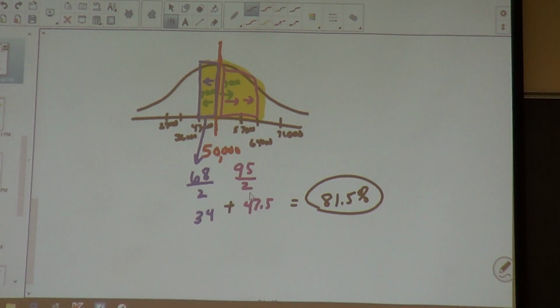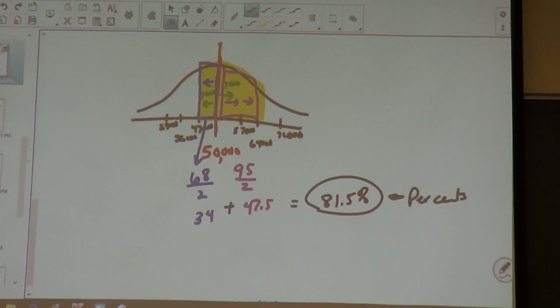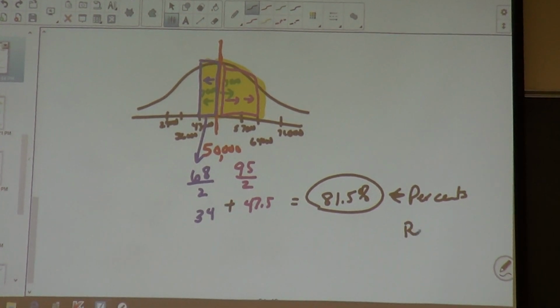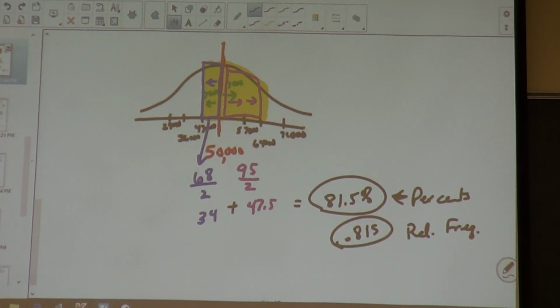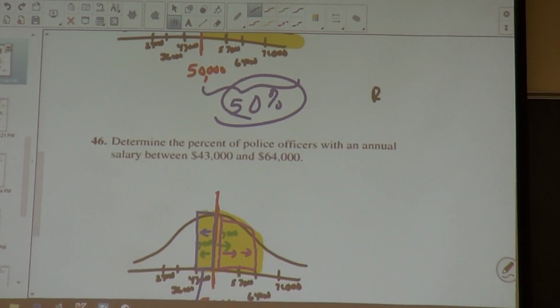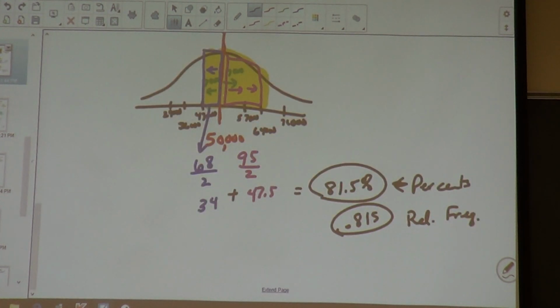Now, in your homework, sometimes it will ask for percents, and that's what you would give them. Sometimes it will ask for relative frequency. Relative frequency means it just wants it as a decimal. So you would give them 0.815. So for this one, if it asks for the relative frequency, you would give them 0.50.